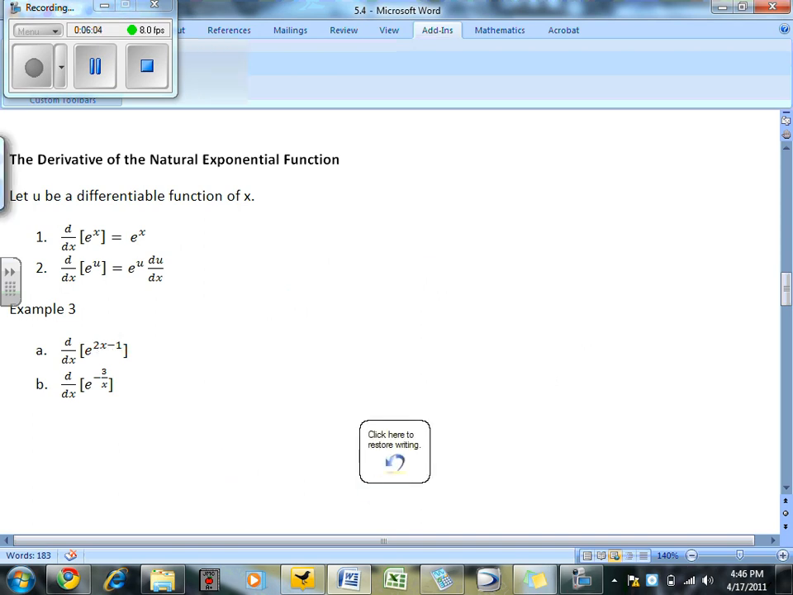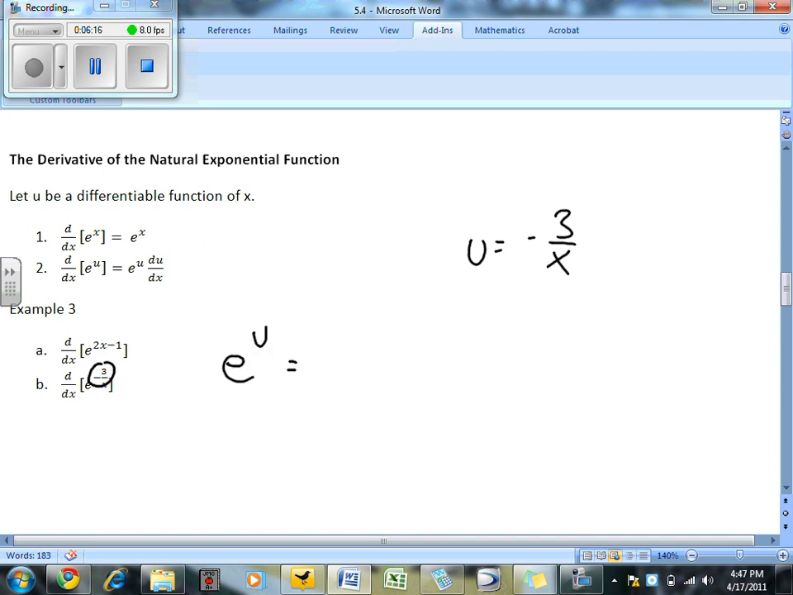Same thing with b here. All right, we're just going to go ahead and make the exponent our u. So we're going to make u equal negative 3 all over x. So now I have e to the u, and when I take the derivative of that, I get e to the u du dx. All right, so let's find our du dx. So let's take the derivative. So du equals, well, we can move that x up to the top.